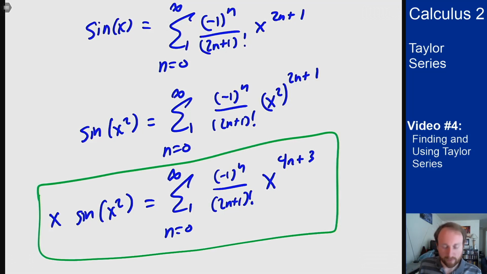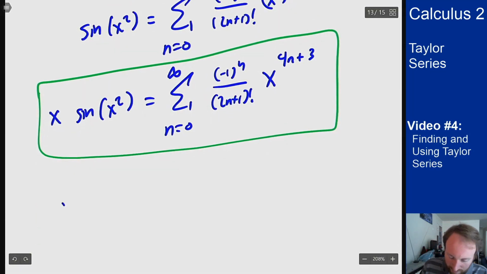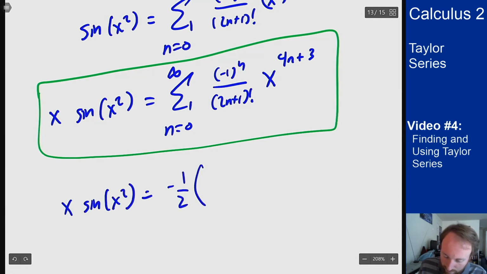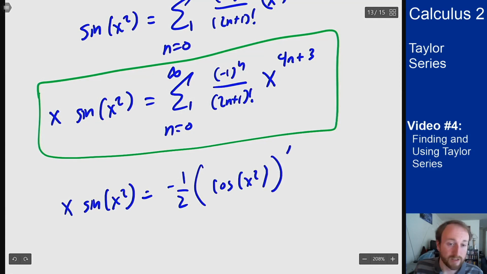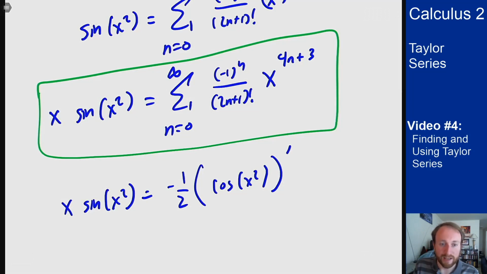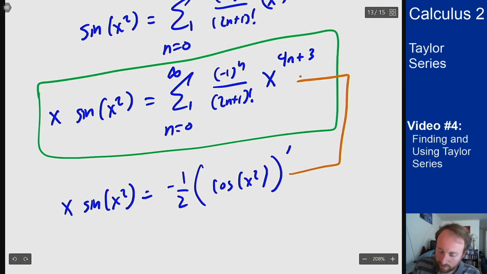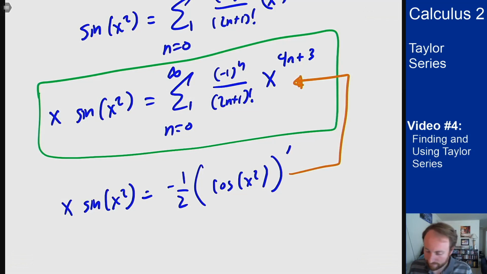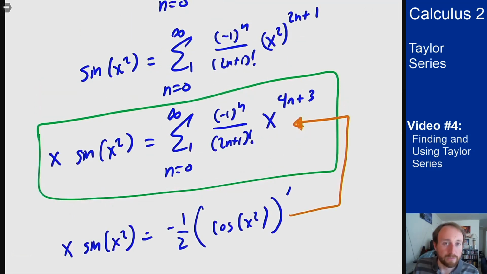You could also get this result by noticing that x sine of x squared is negative 1/2 the derivative of cosine of x squared. Because if I differentiate cosine of x squared, I get a 2x times negative sine of x squared. That cancels the minus sign, cancels the 2, and I get my answer there. You could also start this way, and you get to the same series once you do the manipulation to get there. So these are some other ways you can find Taylor series.